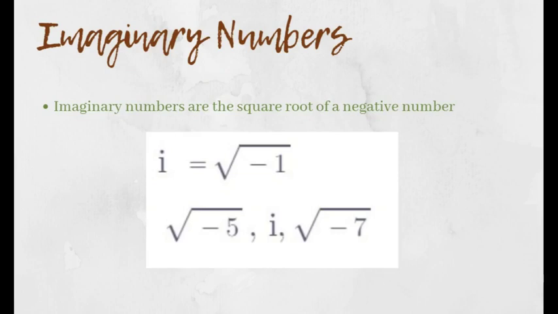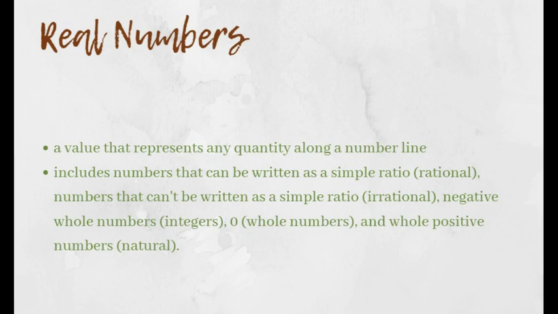Imaginary numbers. Now, imaginary numbers are the square root of a negative number. Now, real numbers are any value that represents a quantity along a number line. So, it's something that you would see on the number line when you were a kid. Remember that's the line they put like -2, -1, 0, and then 1, 2, 3. Actually, I think I said that out of order, but you get what I'm saying. These include numbers that are simple ratios, numbers that can't be written as a simple ratio, negative whole numbers, 0, and positive whole numbers.